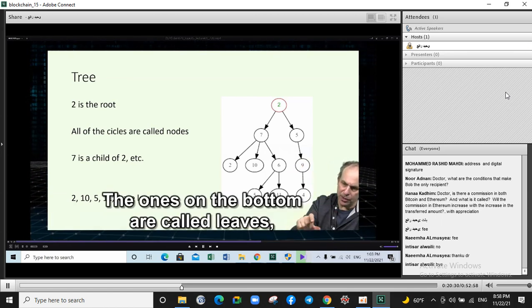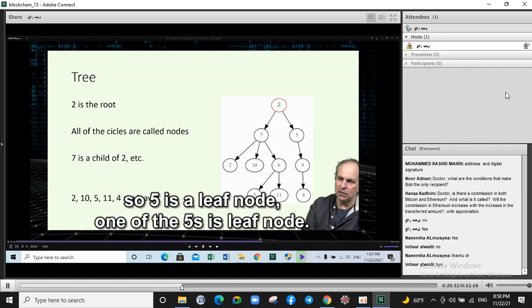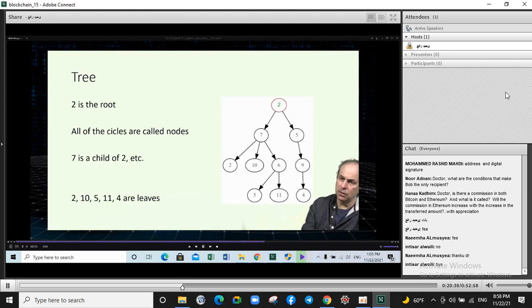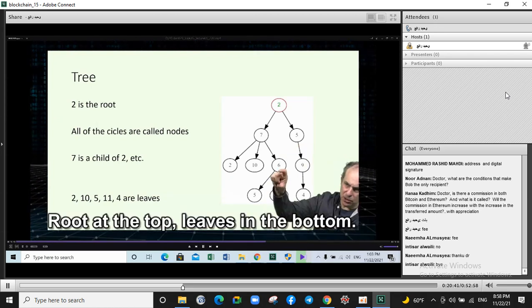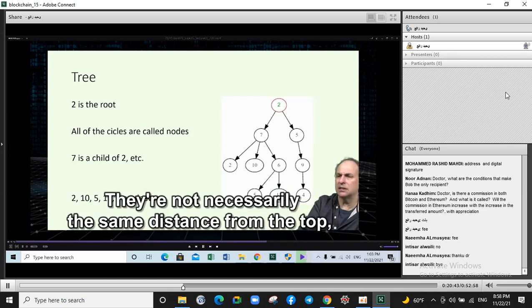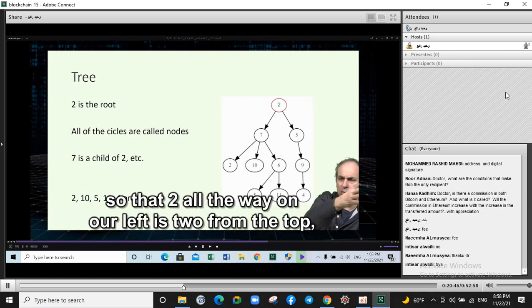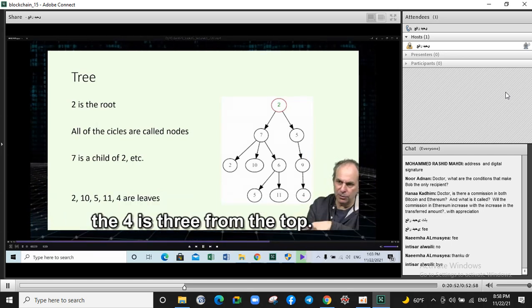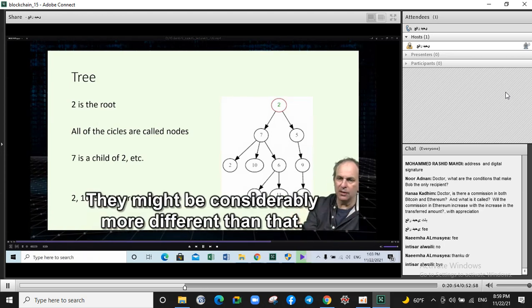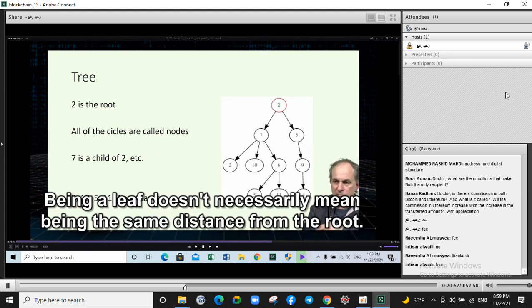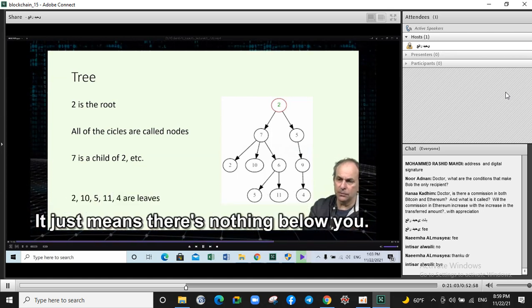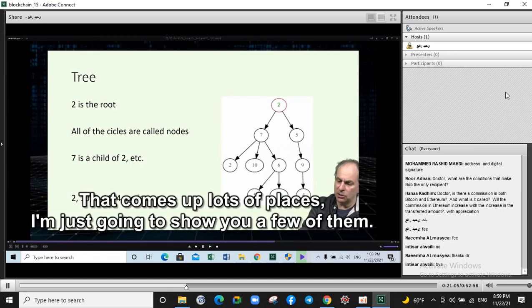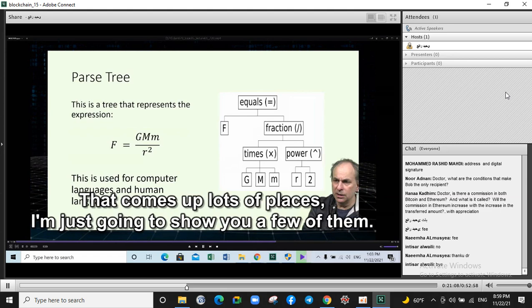Okay. The one at the top, as I said, is a root. The ones all the way at the bottom are called leaves. So 5 is a leaf node. Well, one of the 5s is a leaf node. Okay. So root at the top, leaves at the bottom. They could be different. They're not necessarily the same distance from the top. So that 2 all the way on our left is 2 from the top. The 4 is 3 from the top. They might be considerably more different than that. So being a leaf doesn't necessarily mean being the same distance from the root. It just means there's nothing below you. So that's a tree. That comes up in lots of places.